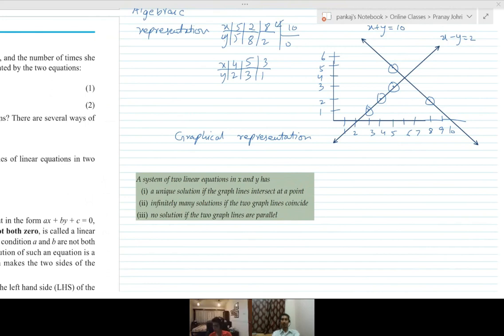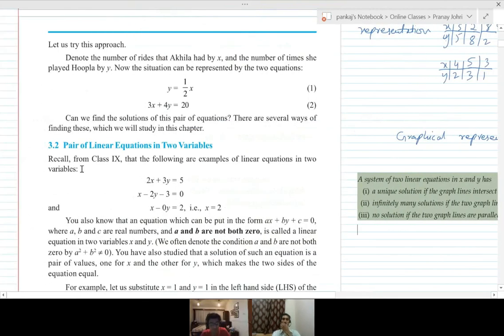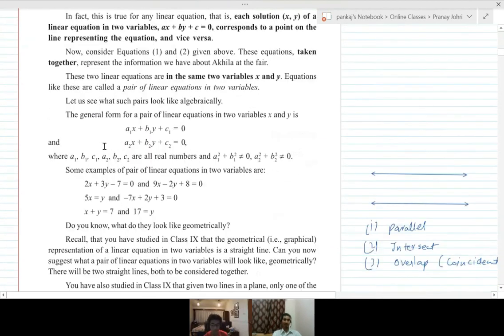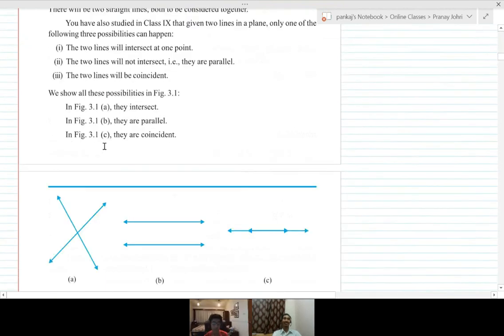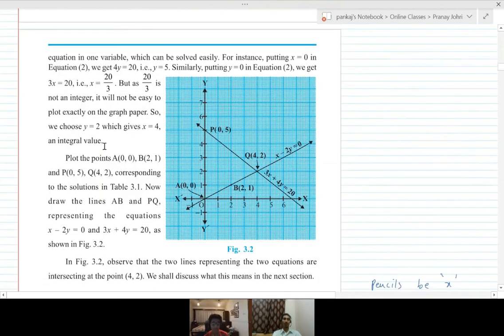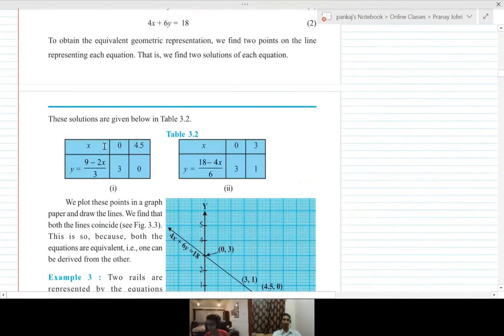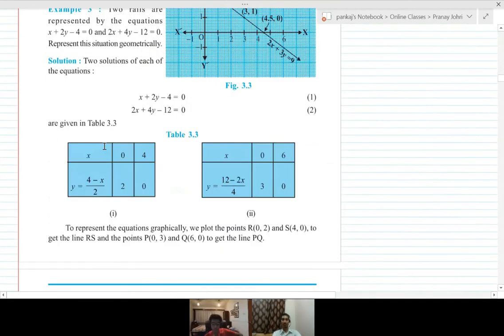So these are the three cases. Now you will need to plot a few of the graphs. Do you have graph paper at your home? Yes, sure.